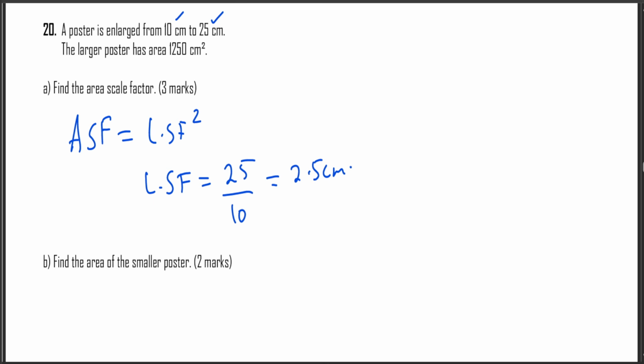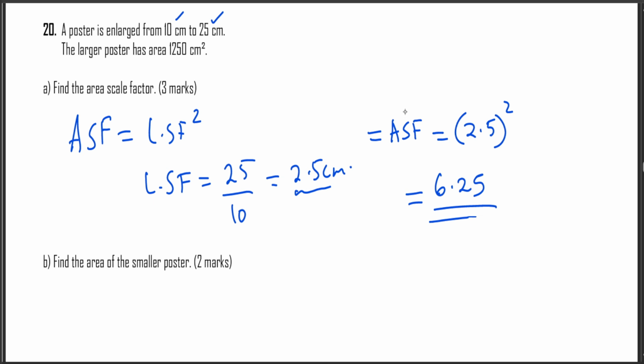Okay, linear scale factor, we take the distance of the larger one divided by the distance of the smaller one, but you can start with any. But for now, we'll use this 25 over 10. So 25 over 10 gives us 2.5. We square it because area scale factor is linear scale factor squared. So 2.5 squared is basically 6.25. So that is our area scale factor.